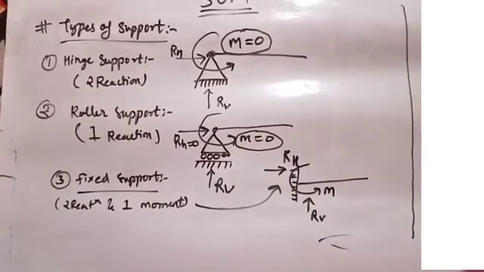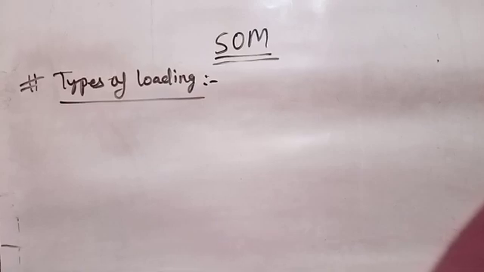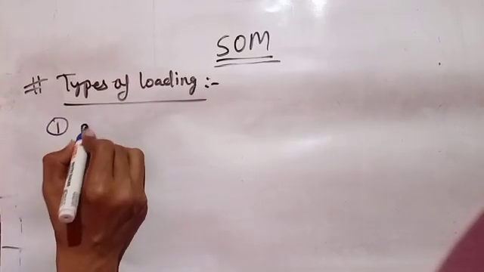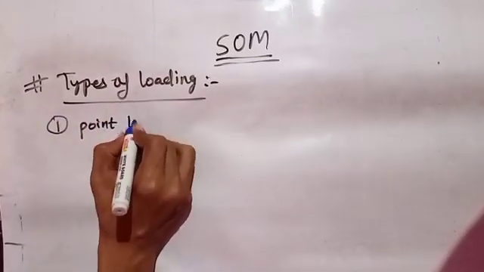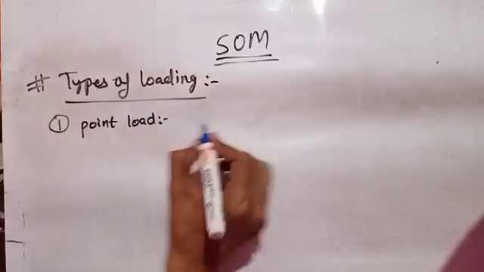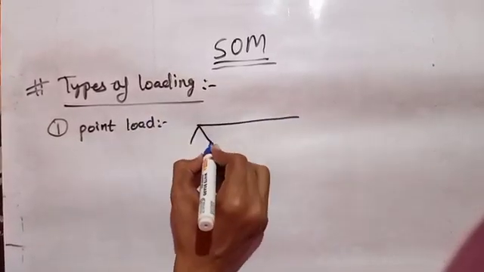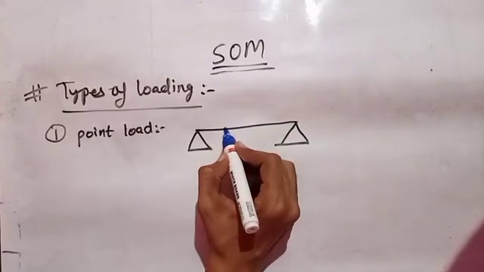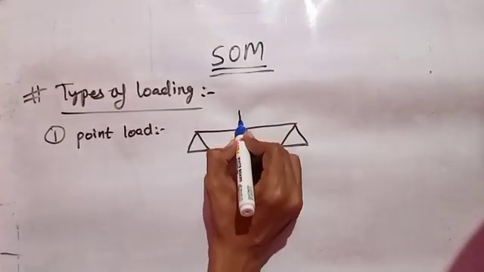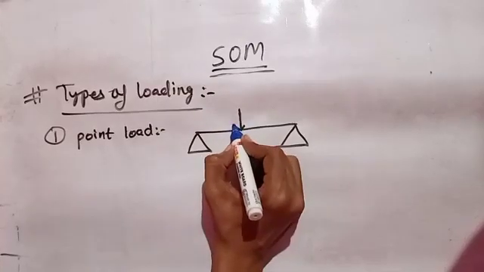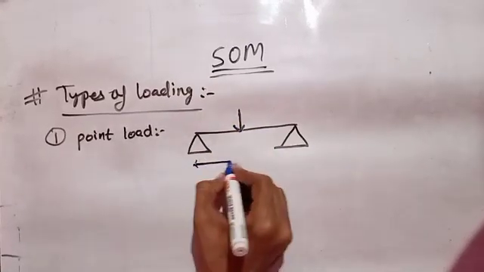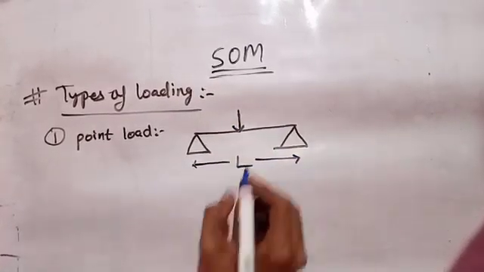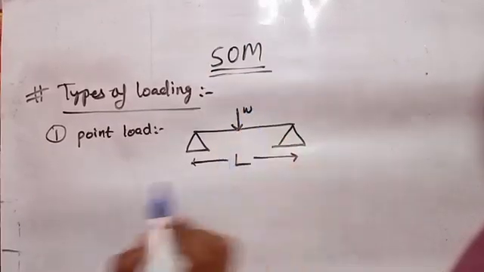Thank you. Types of loading. First is point load. This is beam and this is one column and this is another. Point load means the load acting at any point, and here the length between two columns is L, and let's say the load is W.